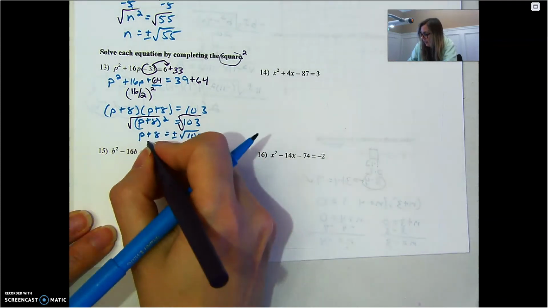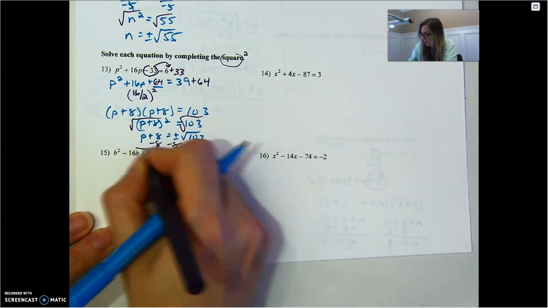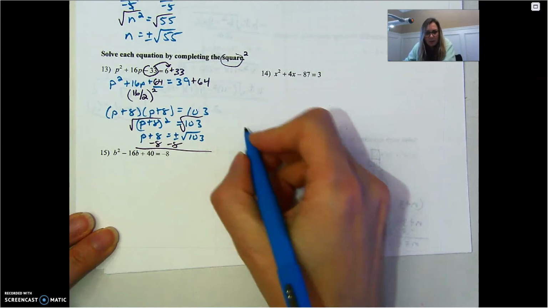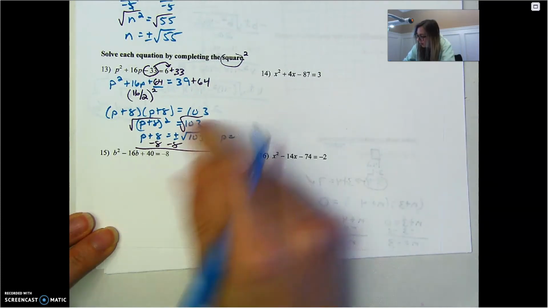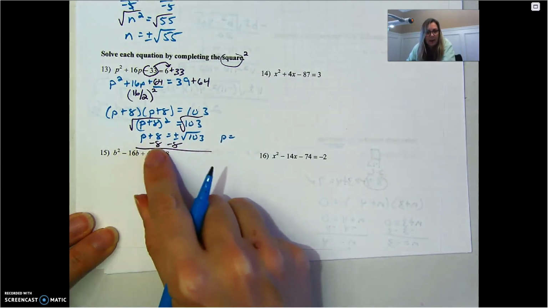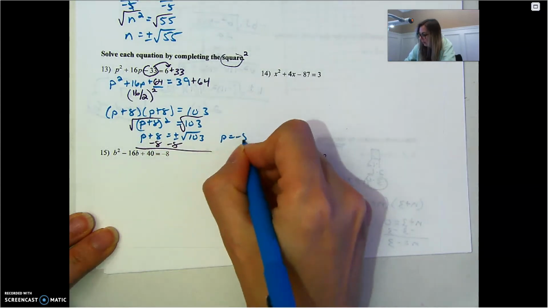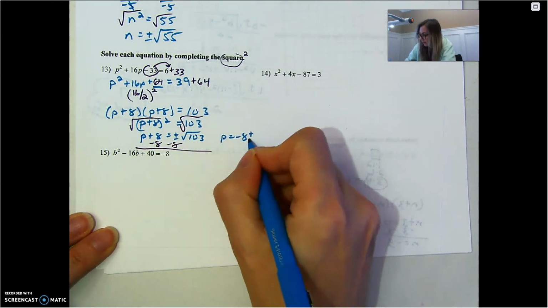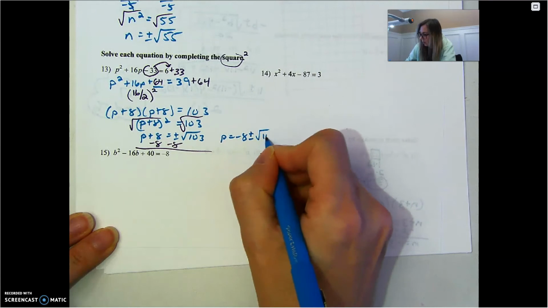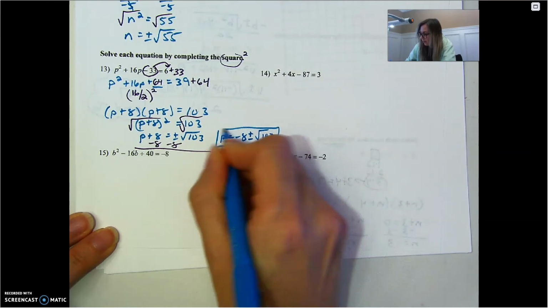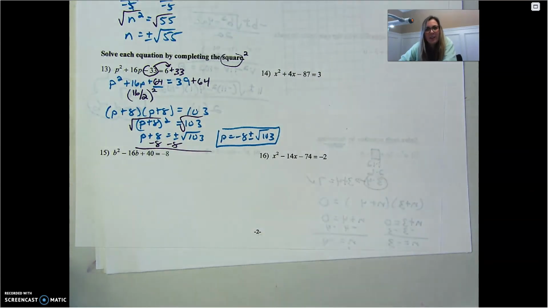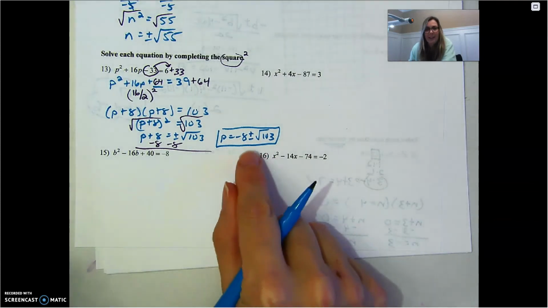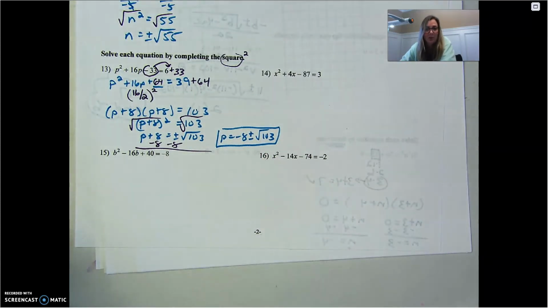All right, then minus the 8 to the other side. I'm out of room. All right, right over here. So my final answer for p, now the 8 is moved over here, is negative 8 plus or minus that square root of 103. Again, I know it's a weird way to write your answers, but in math, we call this the exact answer. No decimals, no rounding. This is the exact answer.